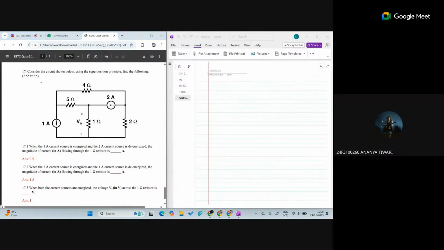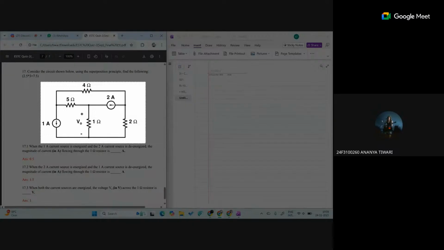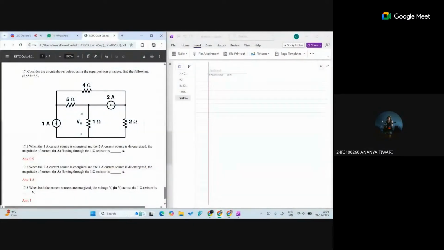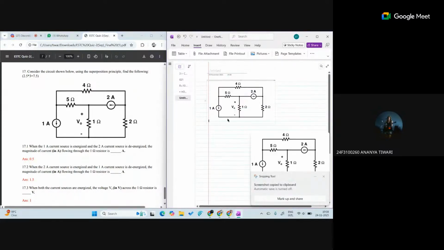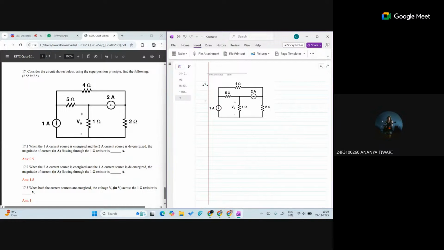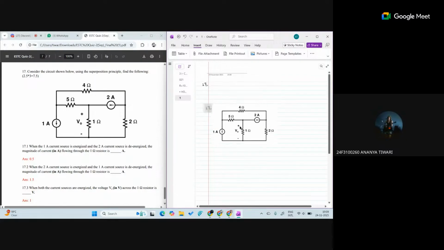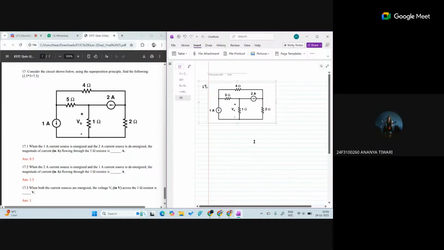So now comes someone's favorite question, which is based on superposition. So this is 17. By the way, correct me if I'm doing anything wrong. Also, you can ask any question.